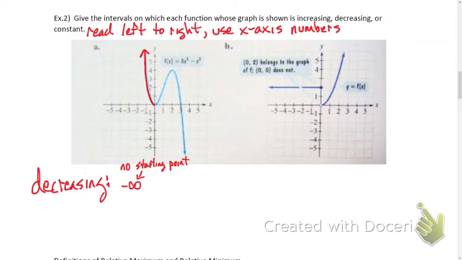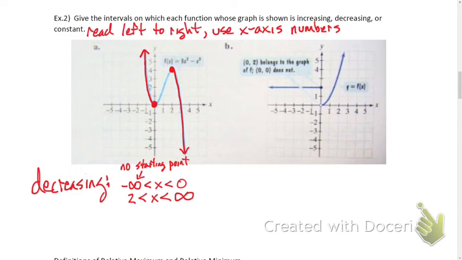But it does stop decreasing, like the graph takes a turn, at 0. So I am looking right at that red dot. So read that thing left to right. There's no beginning, so I'm going to use negative infinity up to 0. Then the graph starts rising, and then it starts dropping again on that interval. So at that turning point, at the second red dot that I've made, it starts dropping at 2. But it never stops dropping, so I'm going to use infinity.